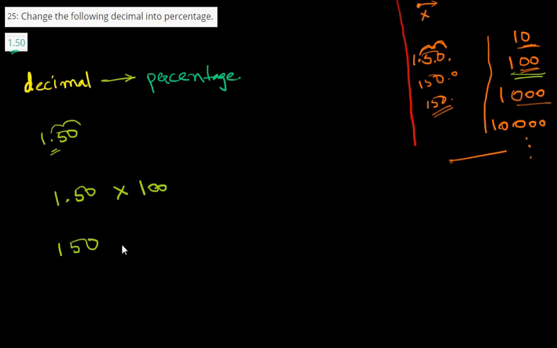Referring back to the question, change the following decimal into percentage. So we need to write our answer using a percent sign. So we will add the percent sign here, which gives us 150%. So 1.50 when converted into a percentage is 150%. We're done.